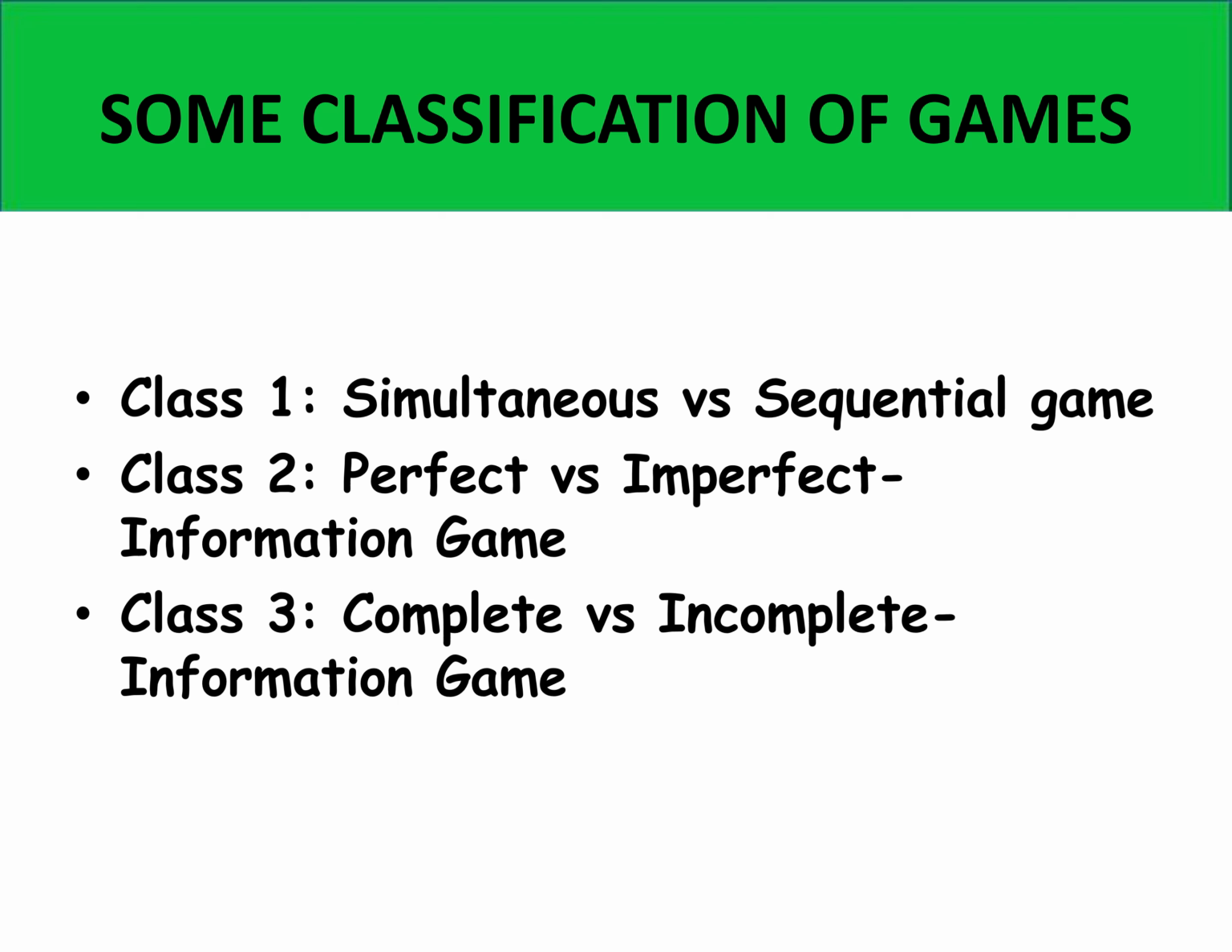Now, these classifications are not mutually exclusive. So this means a game could be simultaneous that is perfect and incomplete, or it could be a game that is sequential, perfect, and complete.